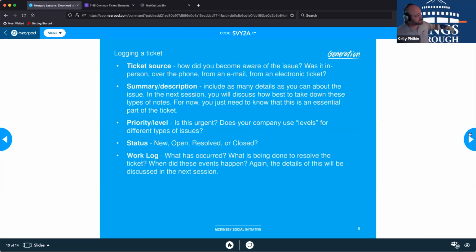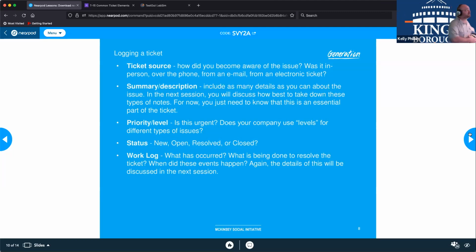Next, ticket source. How did you become aware of it? Was it the person who just called it in? Or was it their supervisor saying, I'm calling because Madison's having an issue? Or was it Madison who called in herself because she was experiencing it? So how did it originate? Was it over the phone? Was it like they flagged you down in the parking lot saying, oh, thank goodness you're here, my computer stopped working? How did you become aware of this?